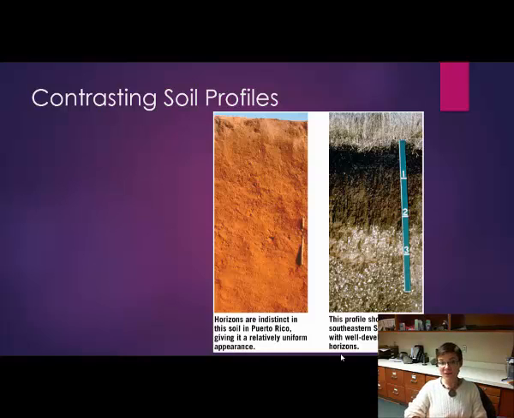Now, in different climates, you're going to have different soils and different soil horizons. And once again, you can use this portion of the lecture to help you answer one of the journals. So in this case, we see an example of a soil in Puerto Rico and a soil in southwestern South Dakota. Southwestern South Dakota is a much colder, drier place than Puerto Rico, and that influences the structures of the soils that you see.